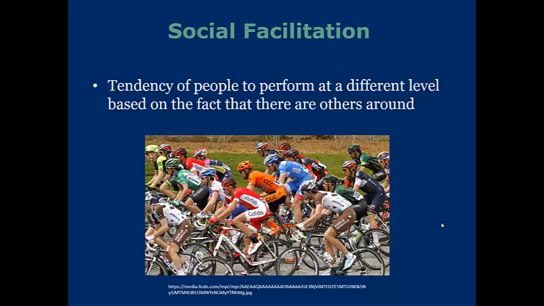with what they mean. Social facilitation is the tendency of people to perform at a different level based on the fact that there are others around. This can be positive or negative. For example, you're more likely to train a little bit harder or perform better in a sporting event if you know there's an audience. Negatively, on the other hand, you may not be able to perform as well on a speech you prepared if you were in the presence of others.